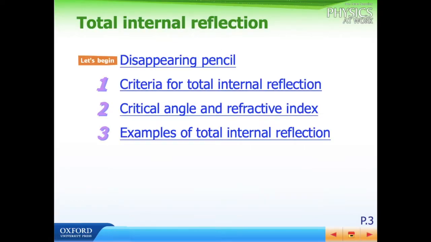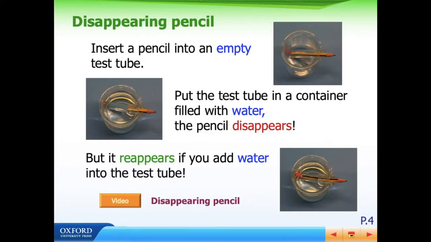This will be the outline for this presentation. First, we are going to discuss the criteria for total internal reflection, which means that we are going to look into the conditions as to how this phenomenon will occur. Second, we are going to define the critical angle and relate this concept to the concept that we have covered before, the concept of refractive index. And then after that, we are going to enumerate examples of total internal reflection of light that we observe in our surroundings.